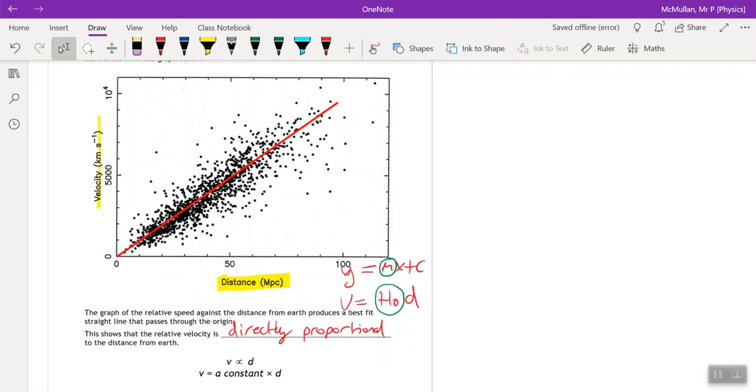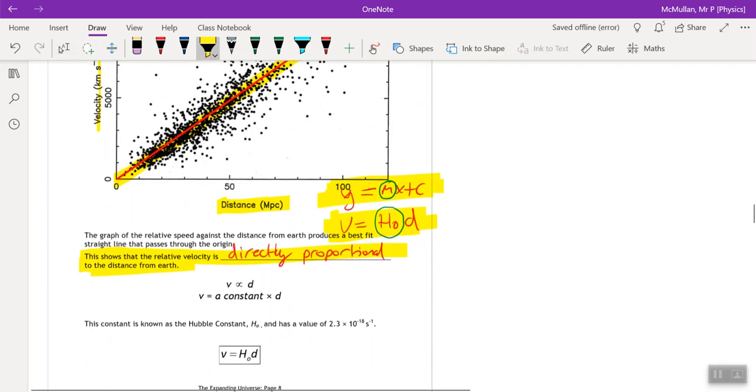If you think of the equation of a straight line, y equals mx plus c, y is the y-axis, x is the x-axis, and m is the gradient. We can replace these quantities with velocity equals Hubble's constant times distance, Hubble's constant being the gradient of the line. What we can derive, therefore, is that speed against distance from the Earth produces a best fit straight line that passes through the origin. This shows that the relative velocity is directly proportional to the distance from the Earth. So the further away you are, the faster your velocity is.